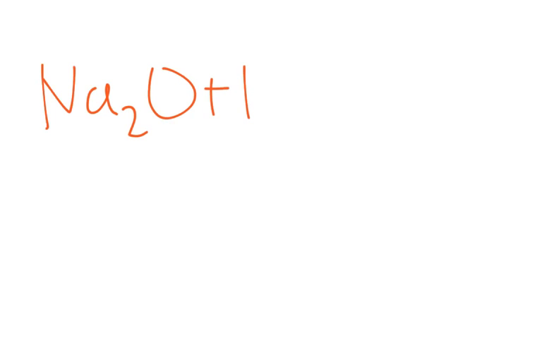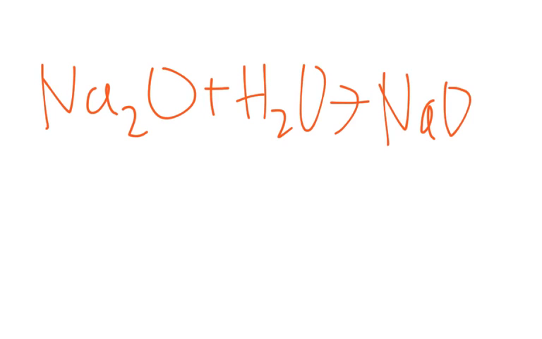Our next reaction will be sodium oxide plus water to form sodium hydroxide. So let's try balancing this out. So I noticed that the sodium is only present in 1 compound on both sides. So let's balance the sodiums first. So we have 2 sodiums here and 1 sodium here. So let's just multiply by 2.